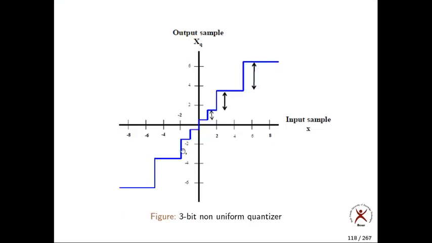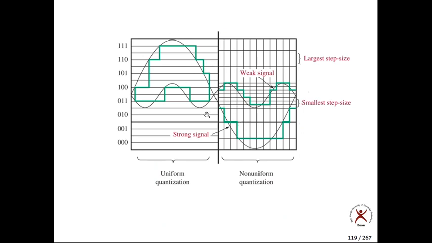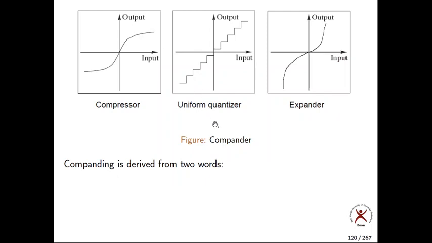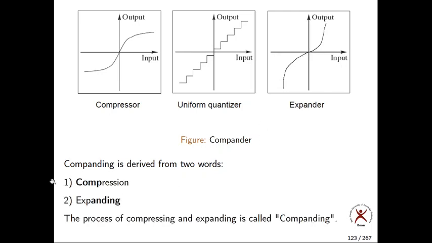This is non-uniform quantization, where the step size varies according to the input amplitude. If you move away from the origin, the step size increases. This diagram tells us about uniform and non-uniform quantization. So how to realize non-uniform quantization? By using a compressor followed by a uniform quantizer, which is nothing but a non-uniform quantizer, and finally we need an expander at the receiver side, which is exactly opposite of the compressor. Companding is a combination of compression and expanding.